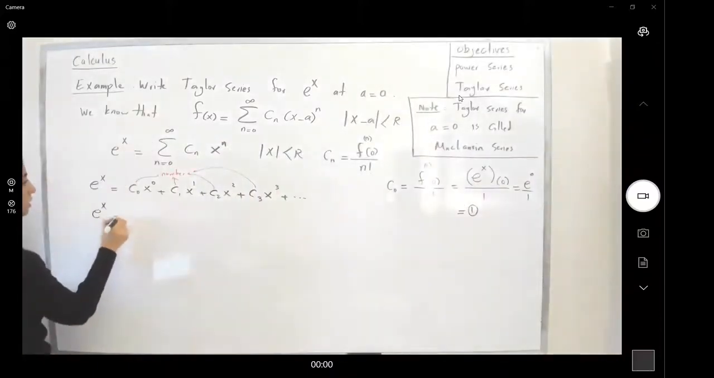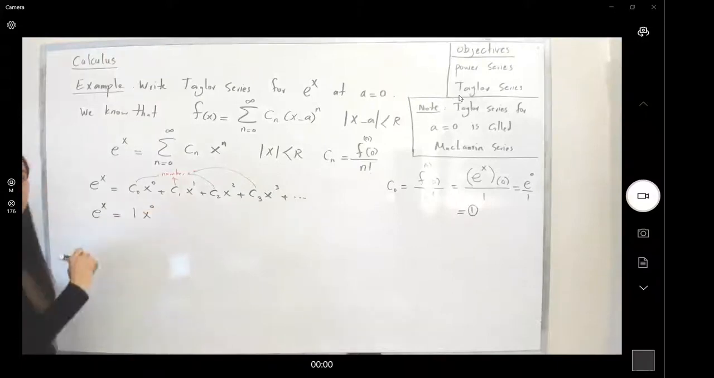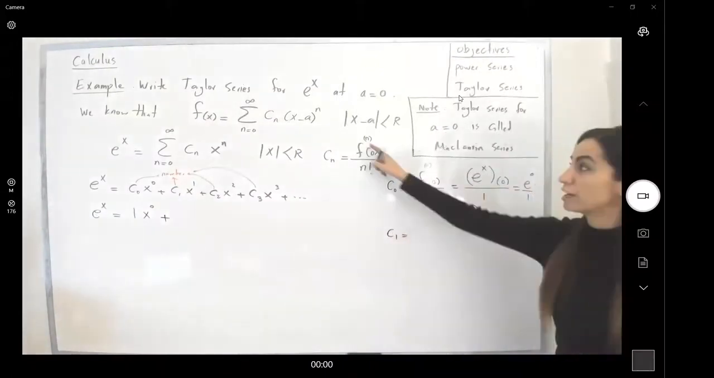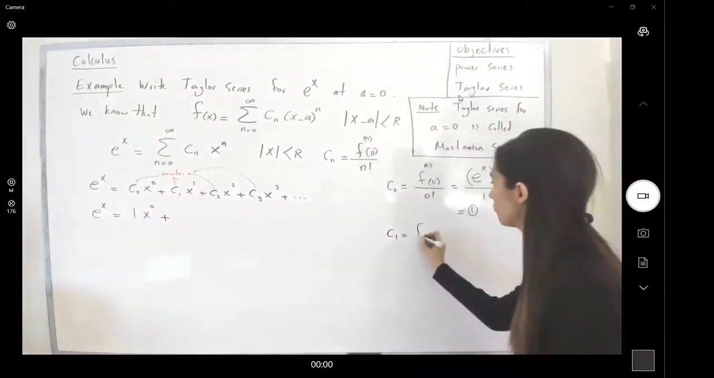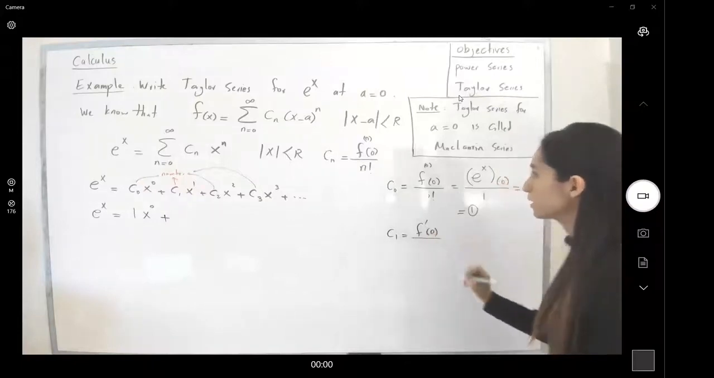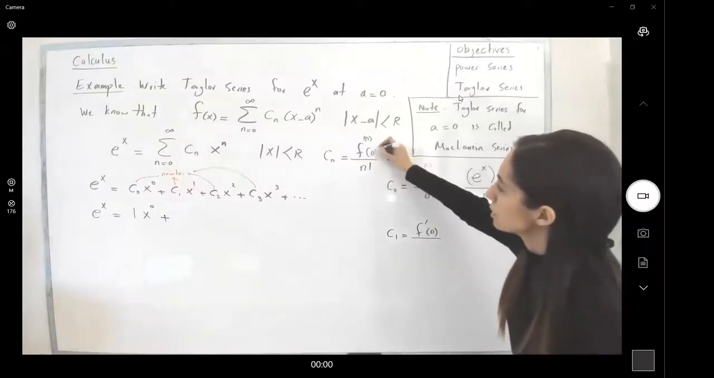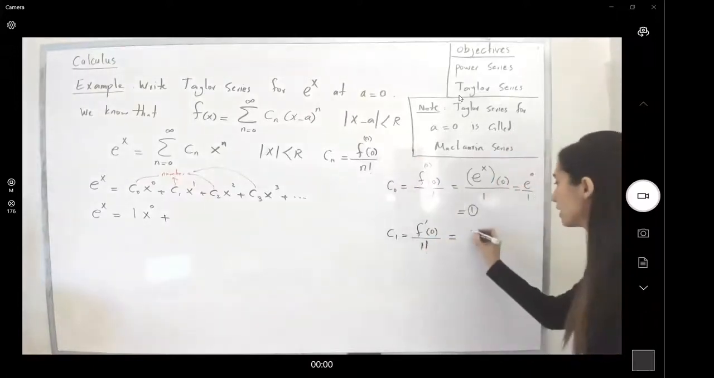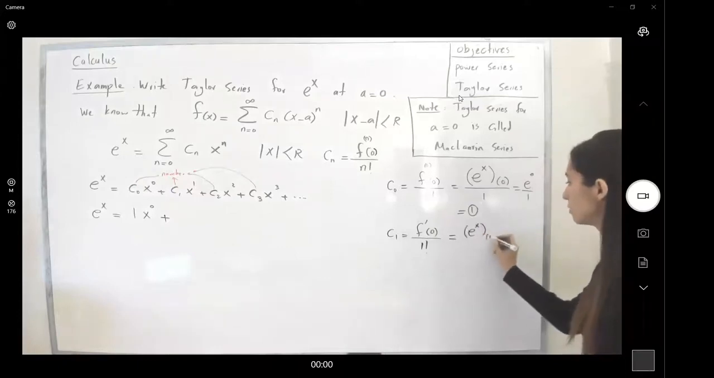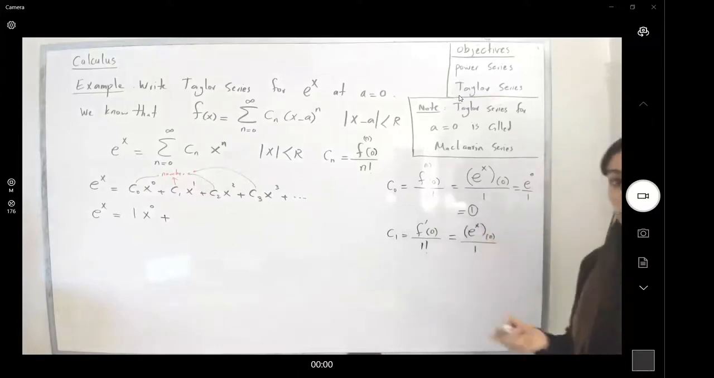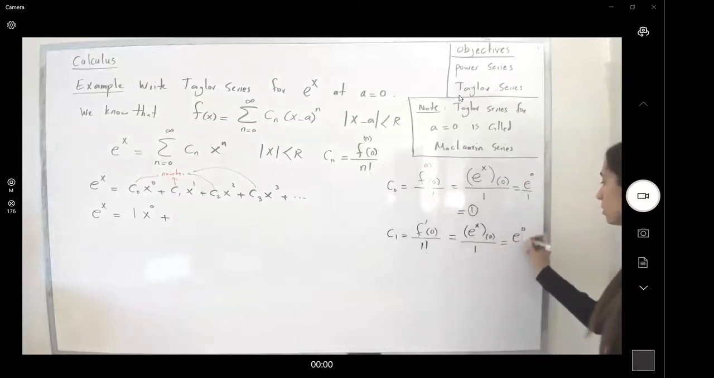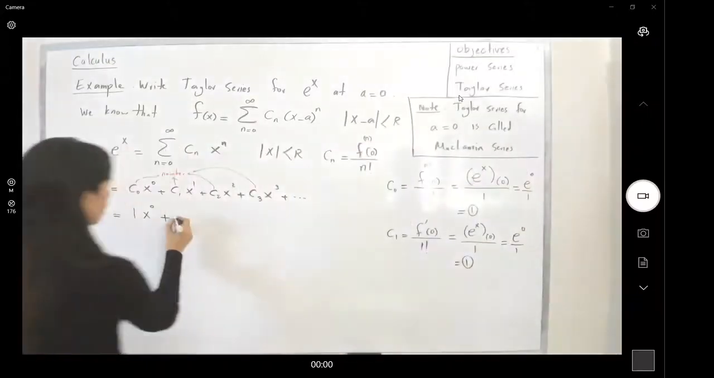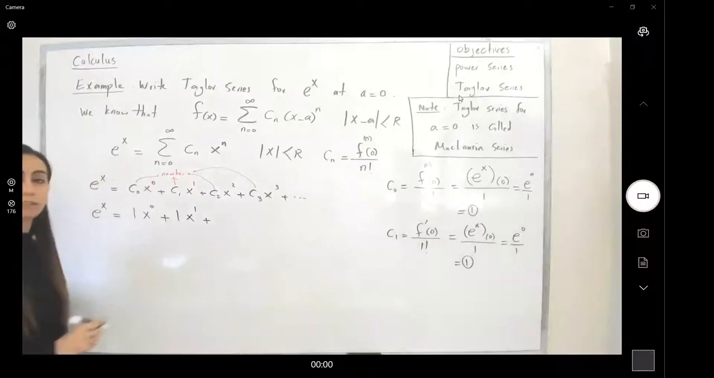So e^x is equal to 1 times x^0 plus c_1, which is the first derivative, n equal to 1. The first derivative of the function evaluated at 0 divided by 1 factorial. The first derivative of e^x is e^x, so e^x evaluated at 0 divided by 1 factorial. Again, we get e^0 divided by 1, which is equal to 1. So 1 times x to the first power plus c_2.